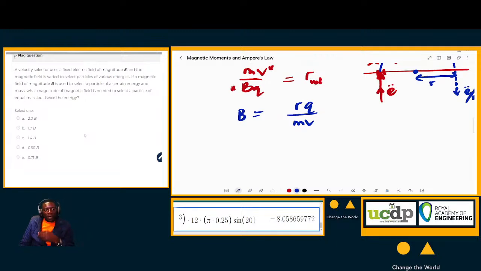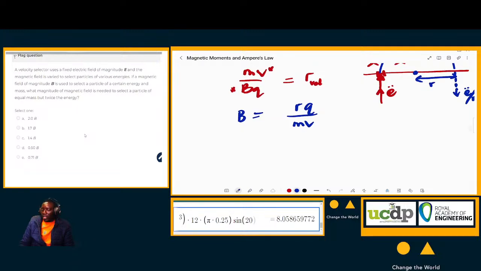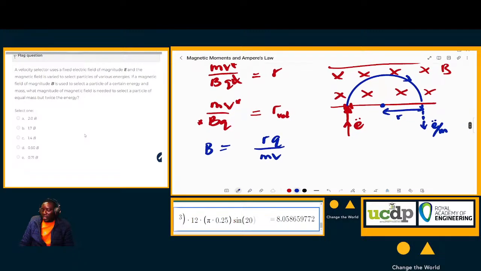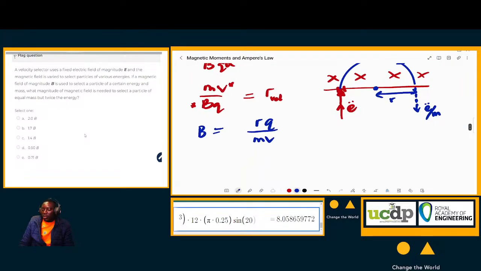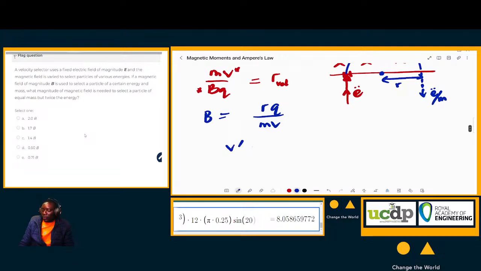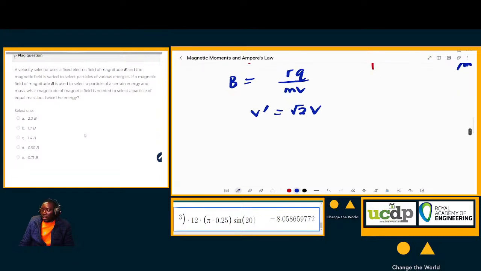If a magnetic field of magnitude B is used to select a particle of certain energy and mass, what magnitude of the magnetic field is needed to select a particle of the same mass but twice the energy? So if we have the same mass and twice the energy, it means the new velocity V new is equal to root 2 of V old, such that V new squared is equal to 2V squared.